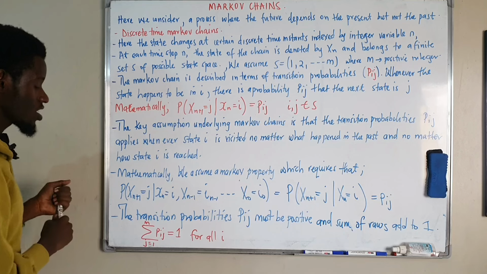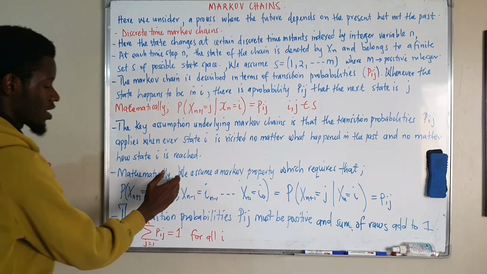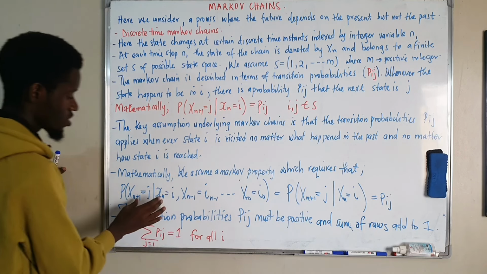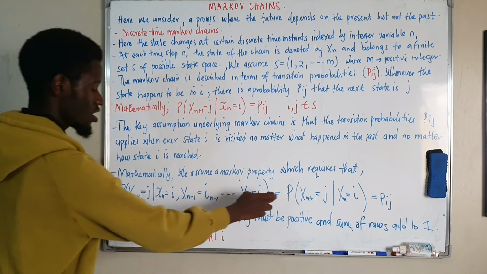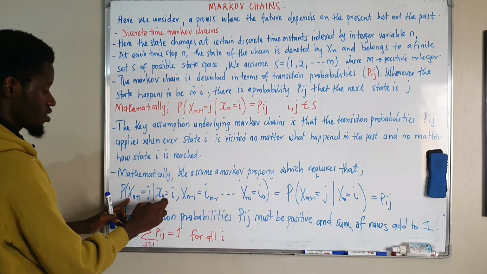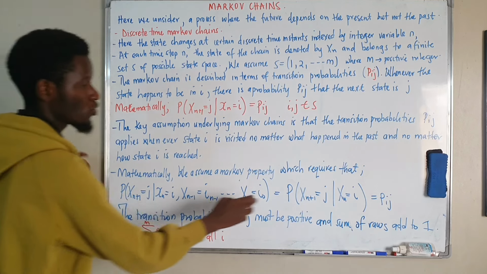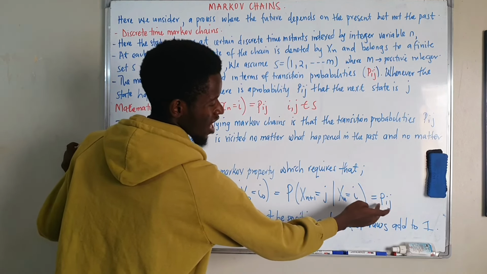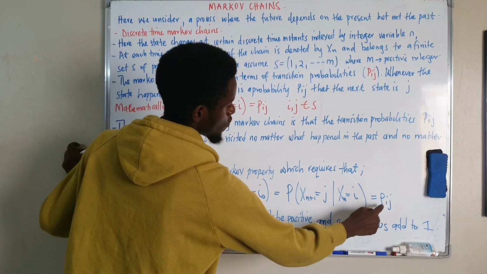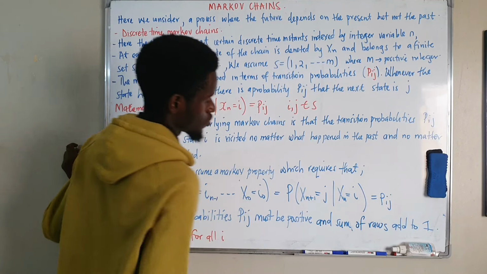Now for a Markov chain, we say that we always ignore the past and just go with the present and the future. For the whole chain, we extract only this part: the probability of X_{n+1} equaling j given X_n equaling i, which is the same as P_ij, our transition probability, as we saw.